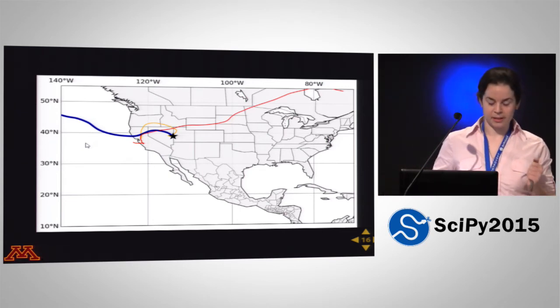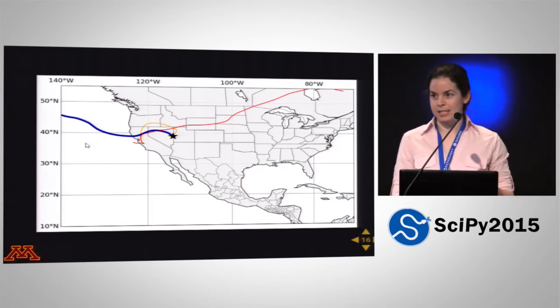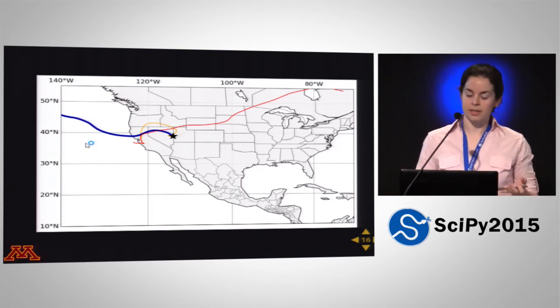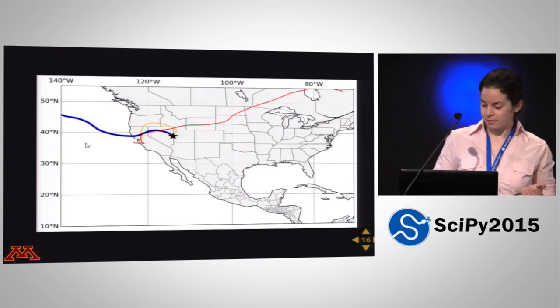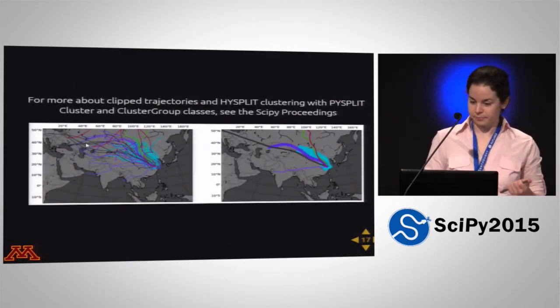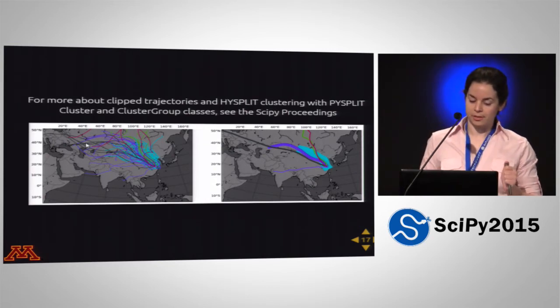This is a very good practice in HYSPLIT, but it's not performed as often as it should be because it's really a pain to do if you're doing HYSPLIT manually. It doubles your generation time, and it's a bunch more calculations that you have to add to your workload. Then the other special feature was the clip trajectory, and if you want to read more about that, you can look at my paper in the SciPy proceedings.